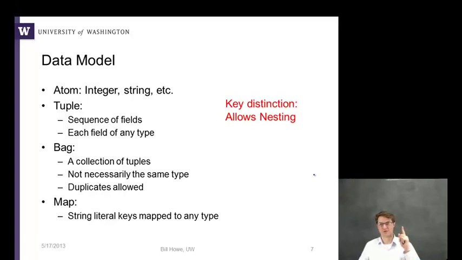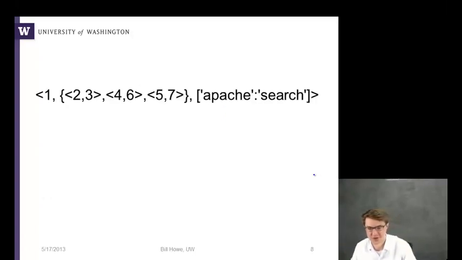And I guess I can ask you, what's the difference between a bag and a set? Well, a bag allows duplicates. Okay. And then the third type is a map, which is a little bit confusing because we're talking about MapReduce, but this is a dictionary in Python. So string literal keys map to any other type. Okay. So let's look at an example of this.